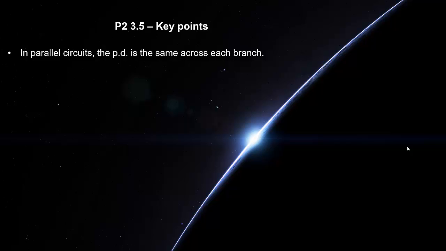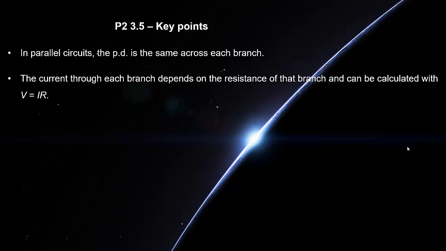In parallel circuits, the PD is the same across each branch. The current through each branch depends on the resistance of that branch and can be calculated with V equals I times R.